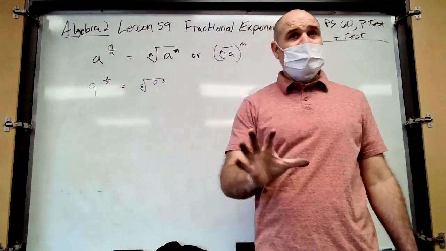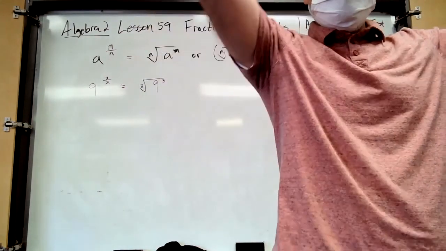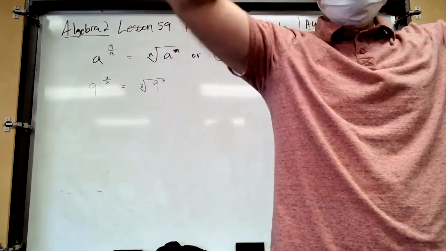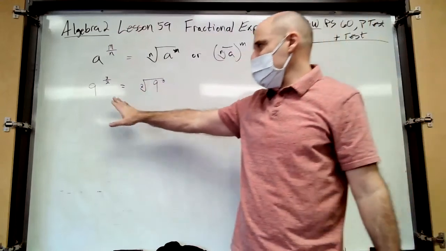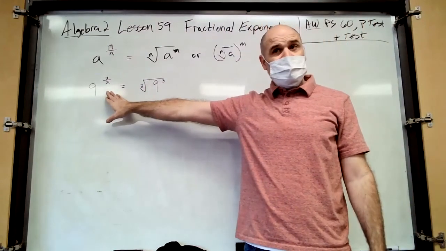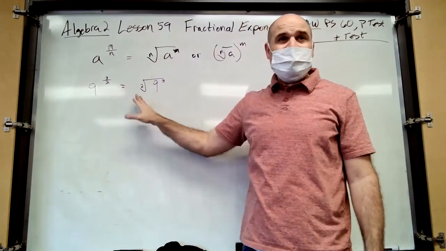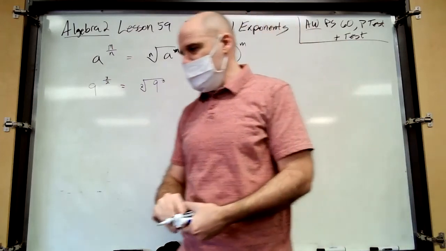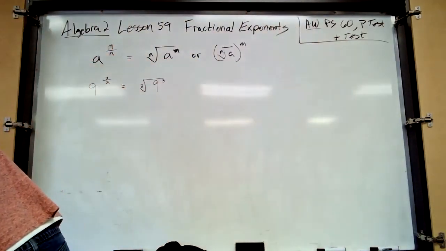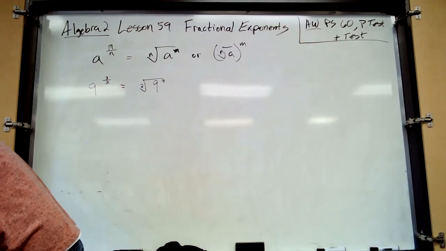So when you can, this is kind of like when you're multiplying fractions, when you can cross reduce. It's easier to divide first before you multiply. Same thing here, it's easier to root first before you power up, okay? So that's what fractional exponents are. Pretty stinking easy.